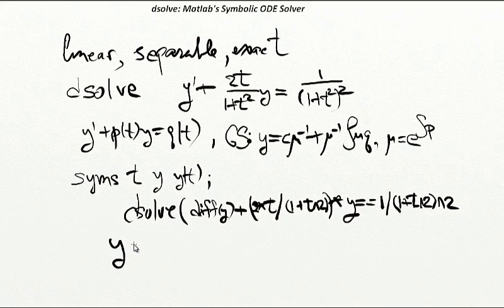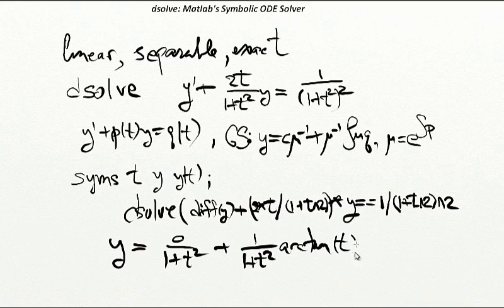Namely, what comes out is y equals c over 1 plus t squared plus 1 over 1 plus t squared times the arctangent of t. If in addition you have an initial value problem, you specify that, for example, suppose that y of 0 equals 1, then if you put t equals 0 in the right-hand side of this equation, you see that everything goes out except just the c, and so in this case c will be equal to 1.